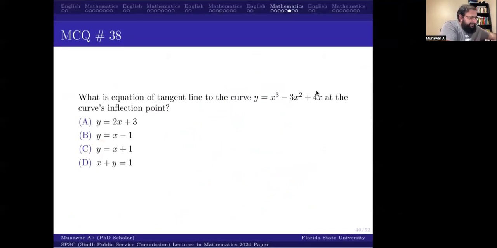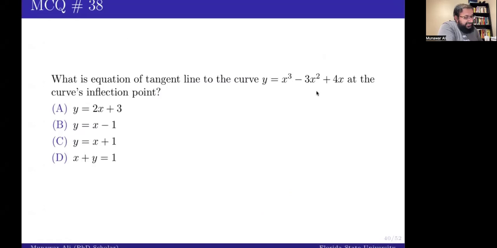Okay, so this question is about what is the equation of the tangent line to the curve y equals x cubed minus 3x squared plus 4x at the curve's inflection point. So the inflection point is where the second derivative is 0. So you find the first derivative. This is not the rigorous definition of the inflection point, but you can see where the second derivative is 0, that's going to be the inflection point of the curve.